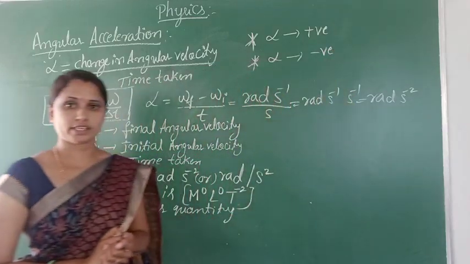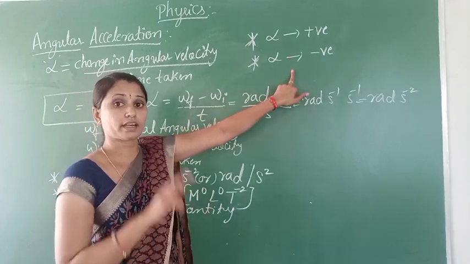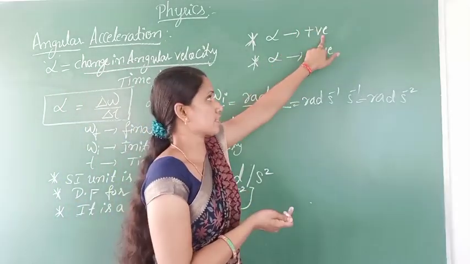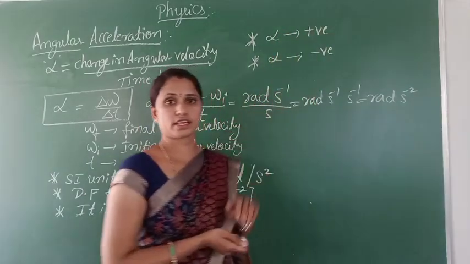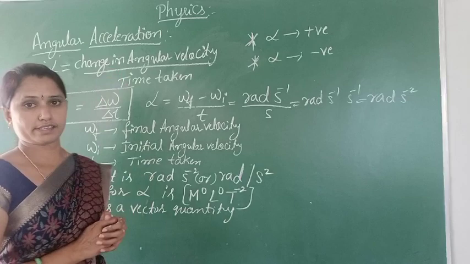Clear? So when do we say that angular acceleration becomes negative? When the body is rotating in clockwise direction. When the body is rotating in anti-clockwise direction, the angular acceleration is taken to be positive. Clear? So these are nothing but angular acceleration.